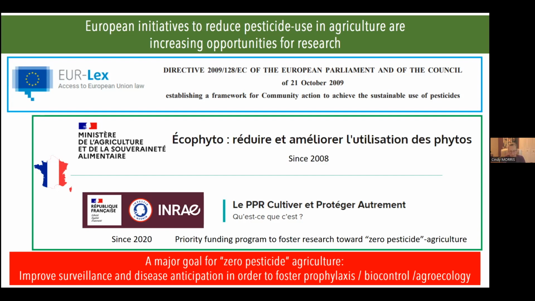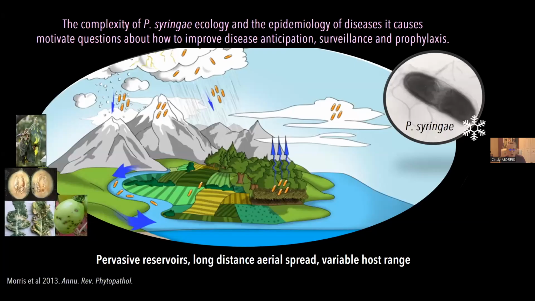So I'm a beneficiary of this funding, and I'm right in it. And so now my thinking is really going on around this idea of surveillance. This complexity of Pseudomonas syringae's ecology and the epidemiology of the diseases it causes really motivates questions about how to improve disease anticipation when things are difficult.